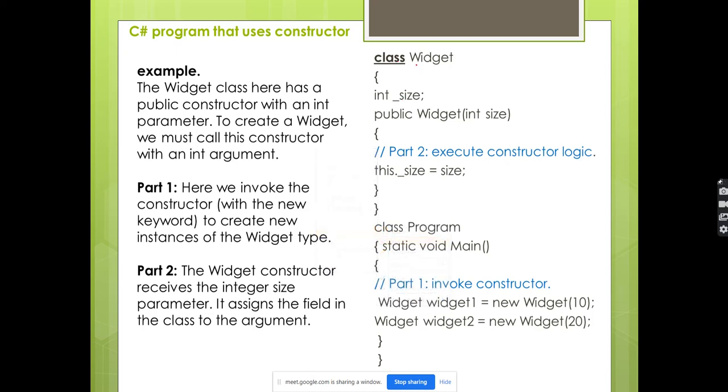This is the class called widget. And here you can see the class name is widget. Again, the same name we are using. This is a constructor. With the same class name, we are creating a method. That method is known as a constructor.